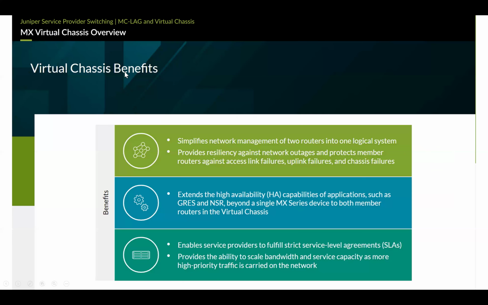Okay. Virtual chassis benefits. These are the simple benefits: it simplifies network management of two routers into one logical system, and provides resiliency against network outages, protecting member routers against access link failures, uplink failures, and chassis failures. Same thing. And it extends the high availability capability of applications such as GRES and NSR beyond a single MX series device to both member routers in the virtual chassis. So you will get great availability or redundancy features under the virtual chassis. It enables service providers to fulfill strict service levels. Well, same thing.